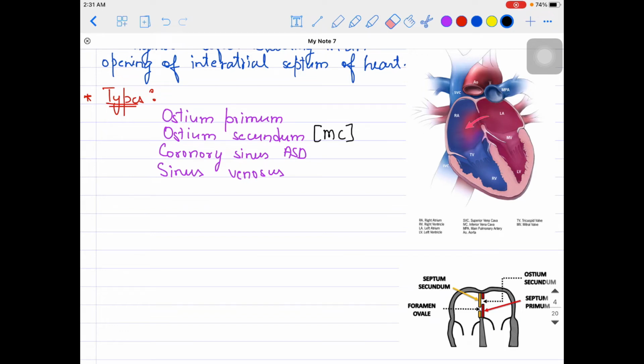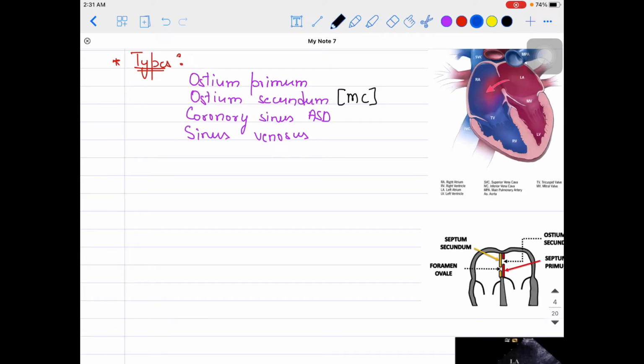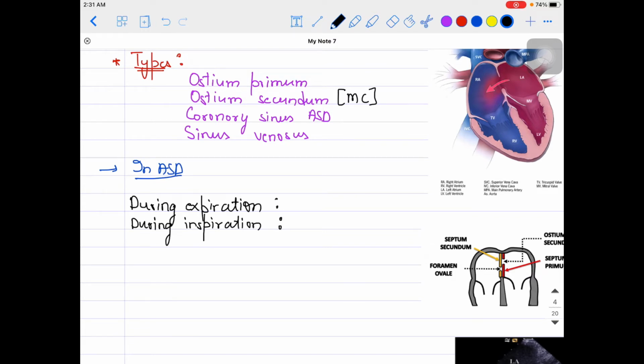So delayed pulmonary closing time will be seen during the expiration in the ASD, and during the inspiration also delayed pulmonary valve closing time would be seen in the patients, right? In the ASD, I'm just writing over here what happens during the expiration and during the inspiration, so that it will be very clear in our mind. So during the expiration, what would be happening, and during the inspiration, what would be happening, right?